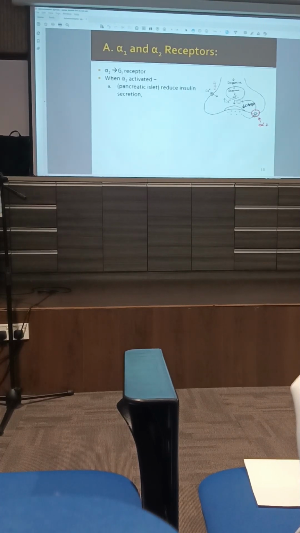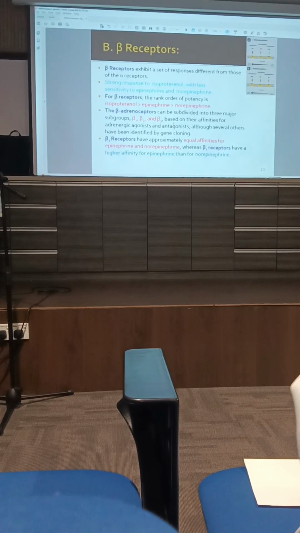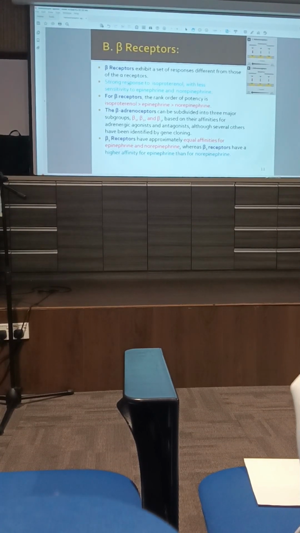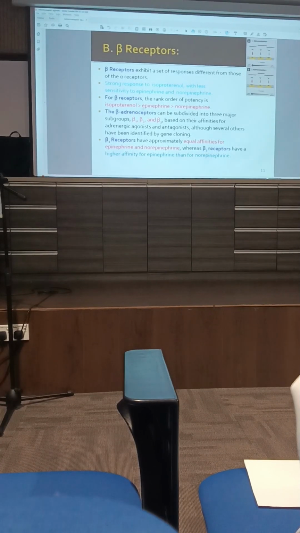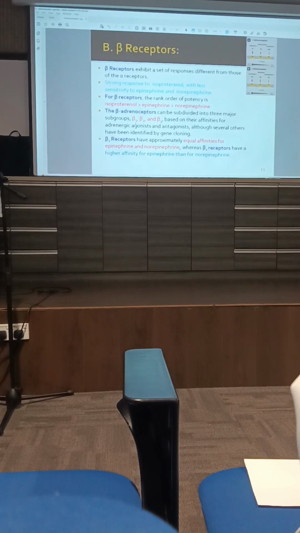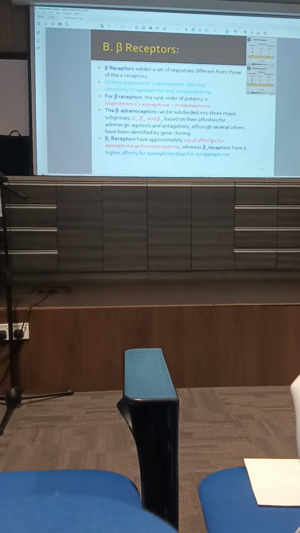For alpha 2, this is the Gi receptor. When alpha 2 is activated, it will reduce insulin secretion. It is pretty specific. The beta receptor will exhibit a set of responses different from those of the alpha receptor. It has a strong response to isoproterenol with less sensitivity to epinephrine and norepinephrine. So it's an inversion of the alpha receptor. For beta receptors, these are the rank order. There are three types: beta 1, 2, and 3. Beta 1 receptors have equal affinities for epinephrine and norepinephrine. Beta 2 has higher affinity for epinephrine than for norepinephrine.